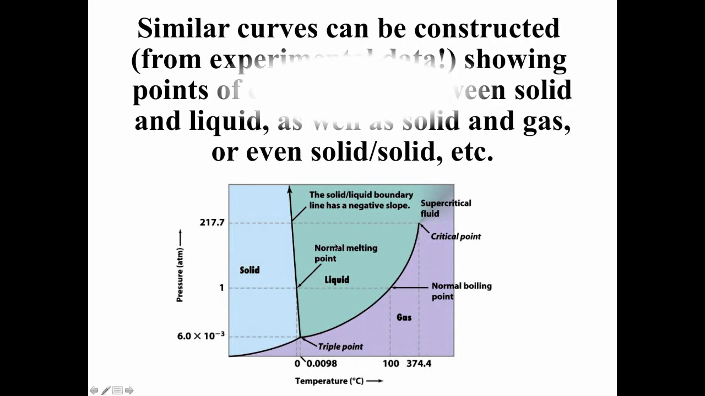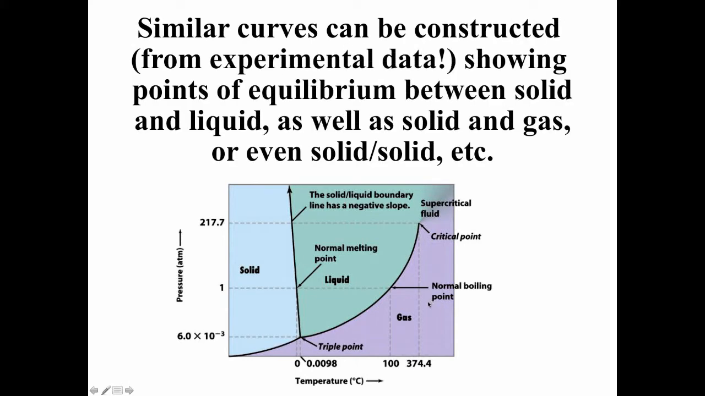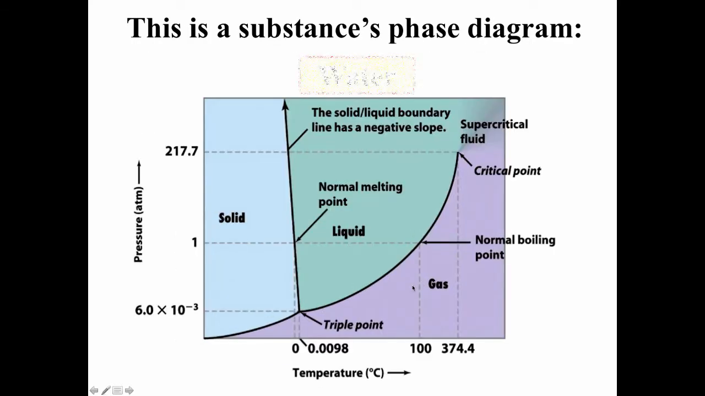Now, if we do this not just for liquid and gas and their equilibrium line, but also for solid and liquid, as well as solid and gas, and even solid and solid in some cases, we end up getting a graph that looks something like this. So basically, we're getting pressure and temperature data points for the various phases and the various equilibria for a given substance. And this is what's called a phase diagram, and it has lots of information that you should be able to interpret. So here's the phase diagram.